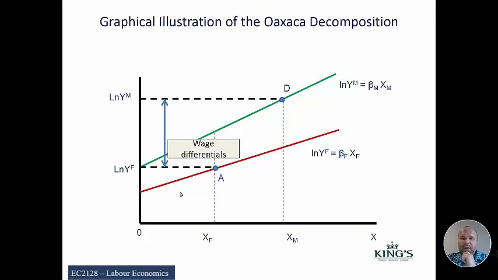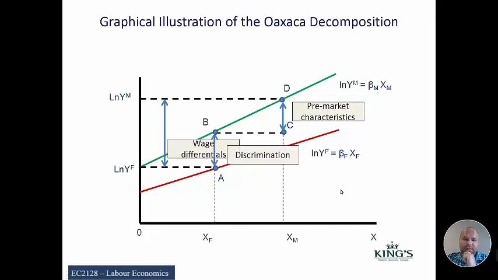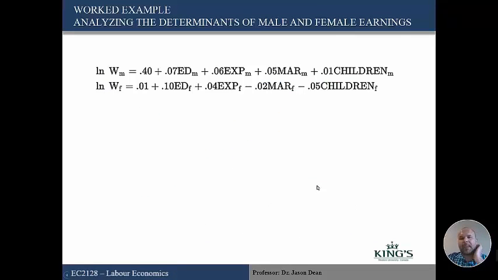And so part of that wage differential is due to the difference in education levels they have, so the pre-market characteristics, and it's also due to discrimination. So that's the differences in the slopes times the XF, as we saw on the previous slide. So let's do some examples.